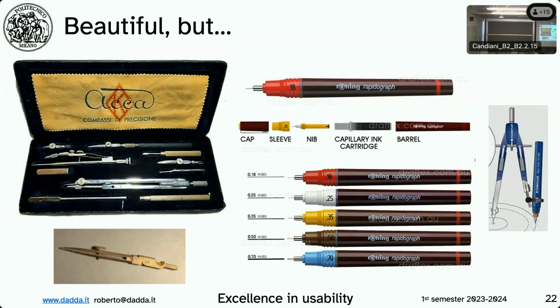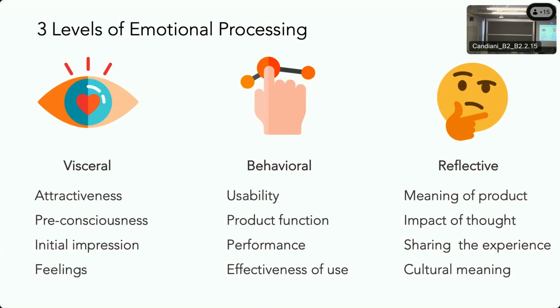So, what is the difference? This is something beautiful. This is something trivial. This is very difficult to use. This is very easy to use. So, the 3 levels of our brain: visceral, behavioral, and reflective.